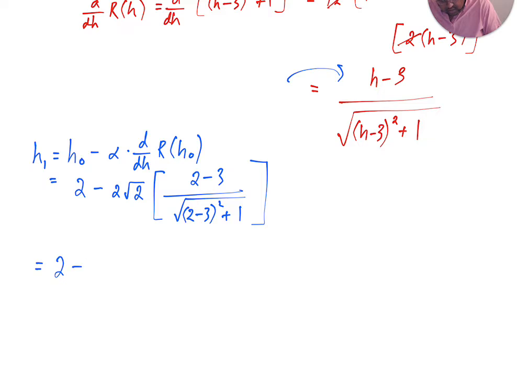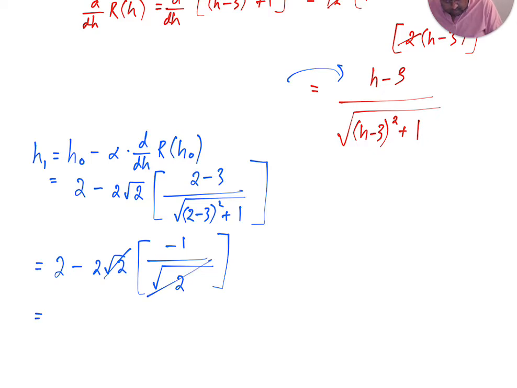So I have 2 minus 2 root 2 over negative 1. On the denominator here, I have 2 minus 3, that's negative 1. I square that, I get positive 1. And I add 1 to that, and I get 2. So I have a square root 2 on the denominator as well. That actually makes it pretty convenient because these two square roots of 2 cancel out. And I'm left with 2 minus 2 times negative 1. So this ends up being 2 plus 2, which is 4. Great. So h1 is 4.